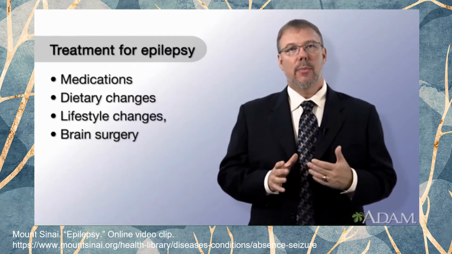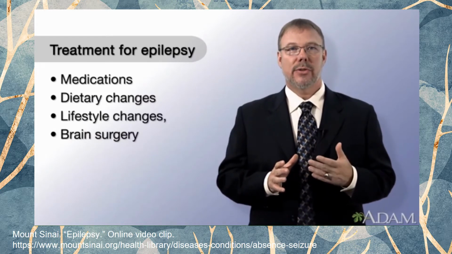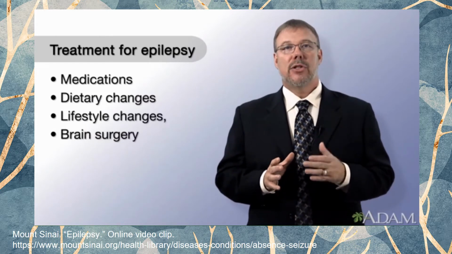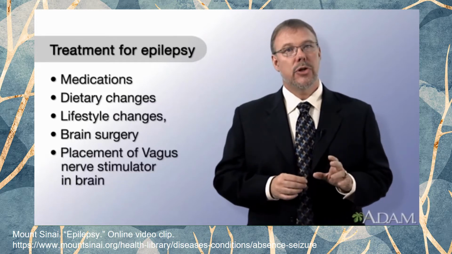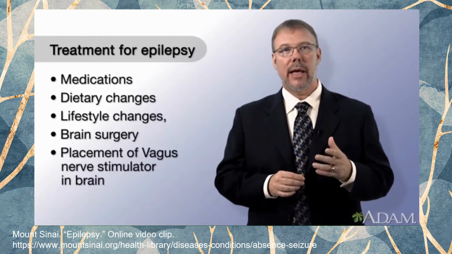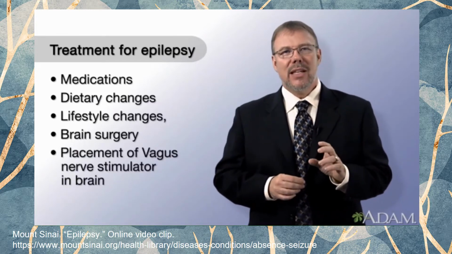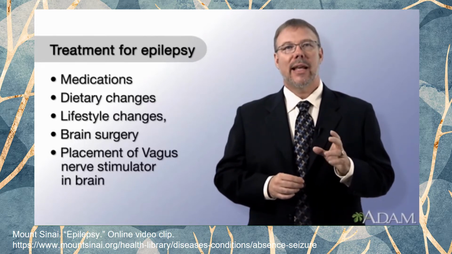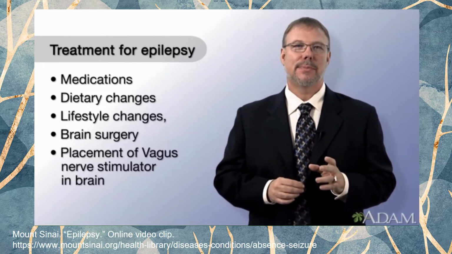Surgery to remove a brain tumor or abnormal blood vessels or brain cells may make the seizures stop. Another surgery can place a vagus nerve stimulator in your brain. This device is like a pacemaker for your brain that can limit the number of seizures you have.